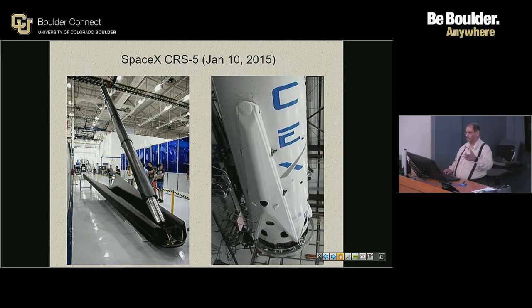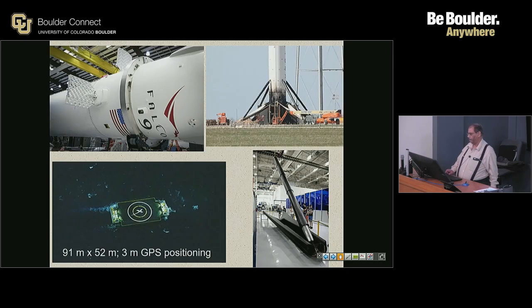Now, look at the size of these landing legs. I mean, it's amazing. Hydraulically actuated landing legs. Just prior to landing, they're deployed and so on. They added a significant inert mass to the first stage, but did not compromise the performance too much.